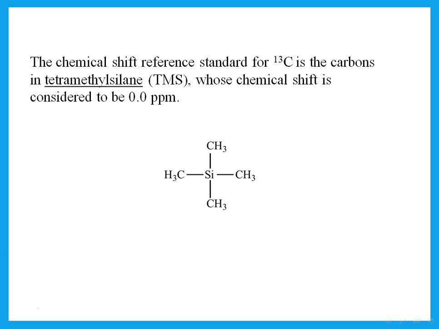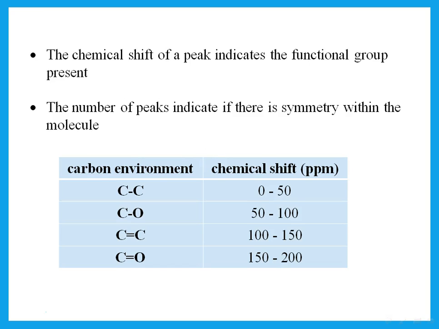So all of these hydrogens will give only 1 peak in the proton NMR. And the peak for the silane, whether we're talking about carbon-13 or proton NMR, is furthest to the right, and we give it a chemical shift of 0, and the shifts of all the other atoms are relative to tetramethylsilane.